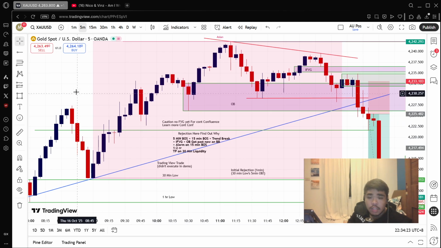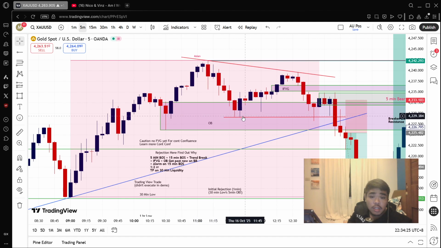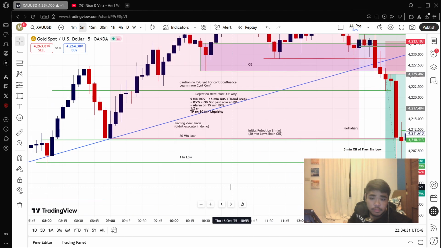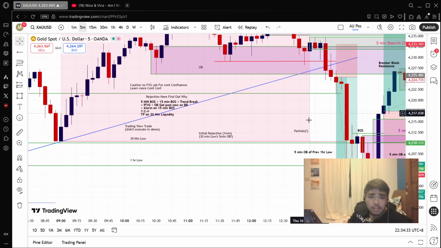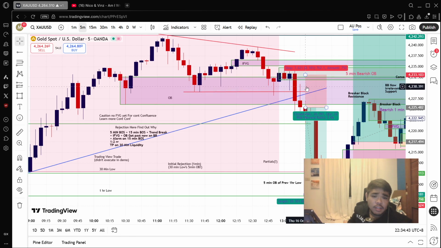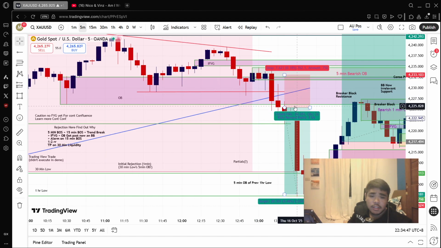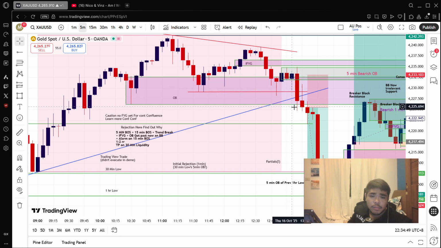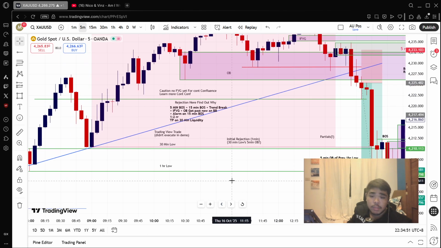I did put an alarm on this. I put an alarm here on this 15-minute break of structure, and also an alarm here below the order block. So that's what got us into the trade. Actually, initially, I was trying to look if price would go up and touch this order block again, but it did reject here, so I just decided to put my entry here below this order block, below that breaker block.